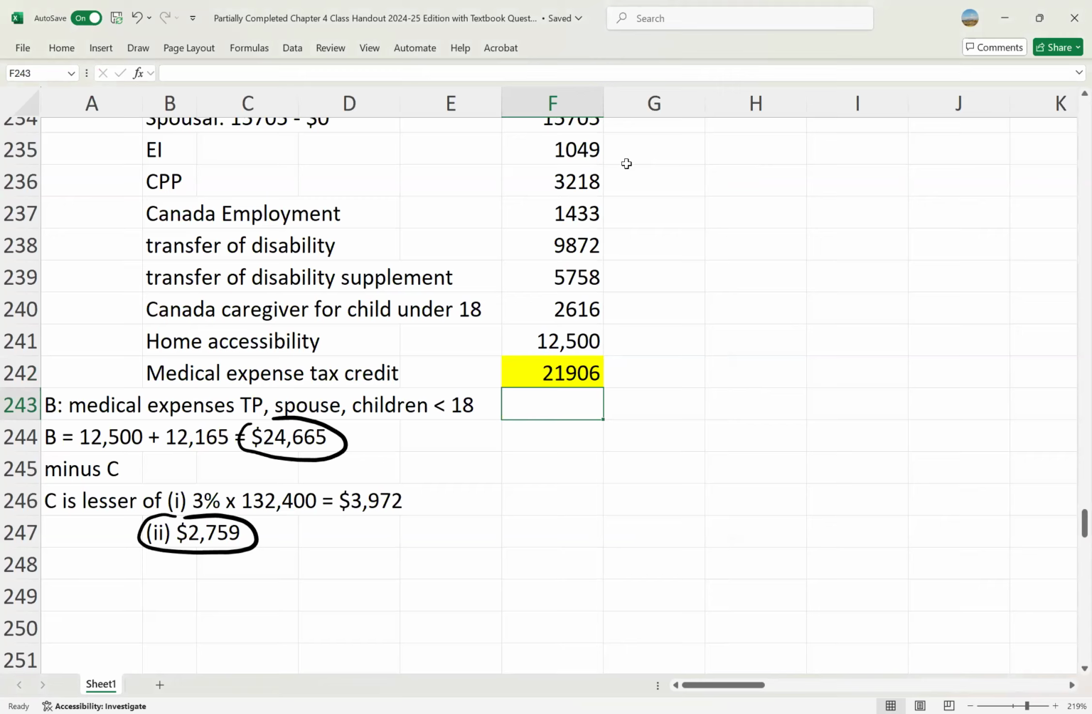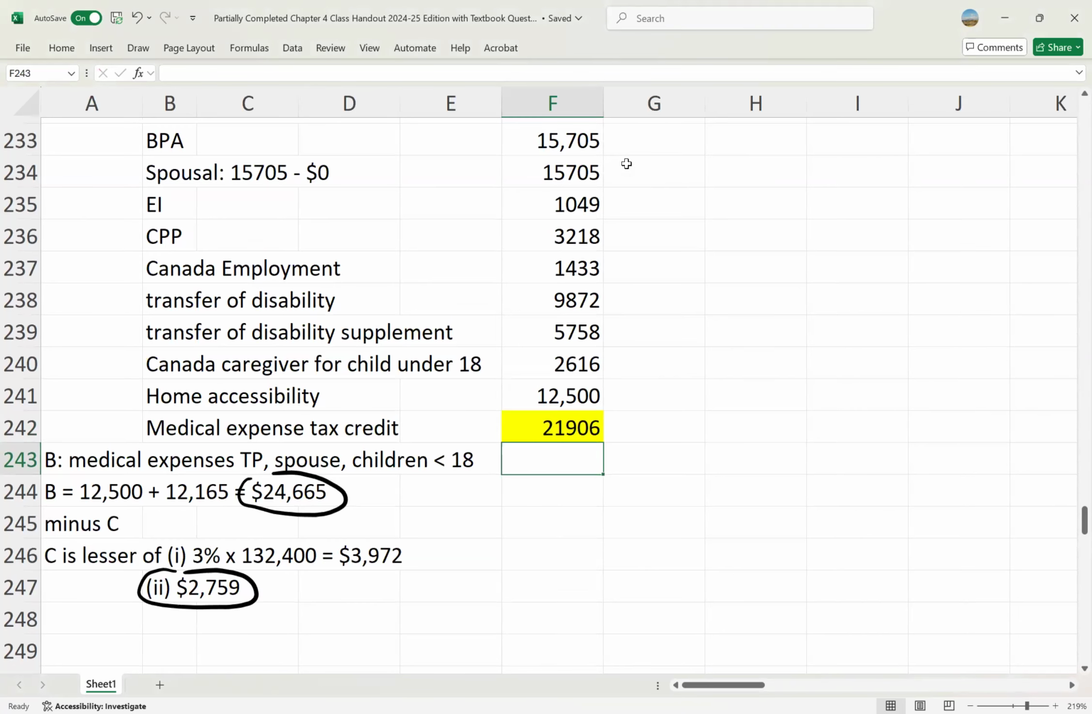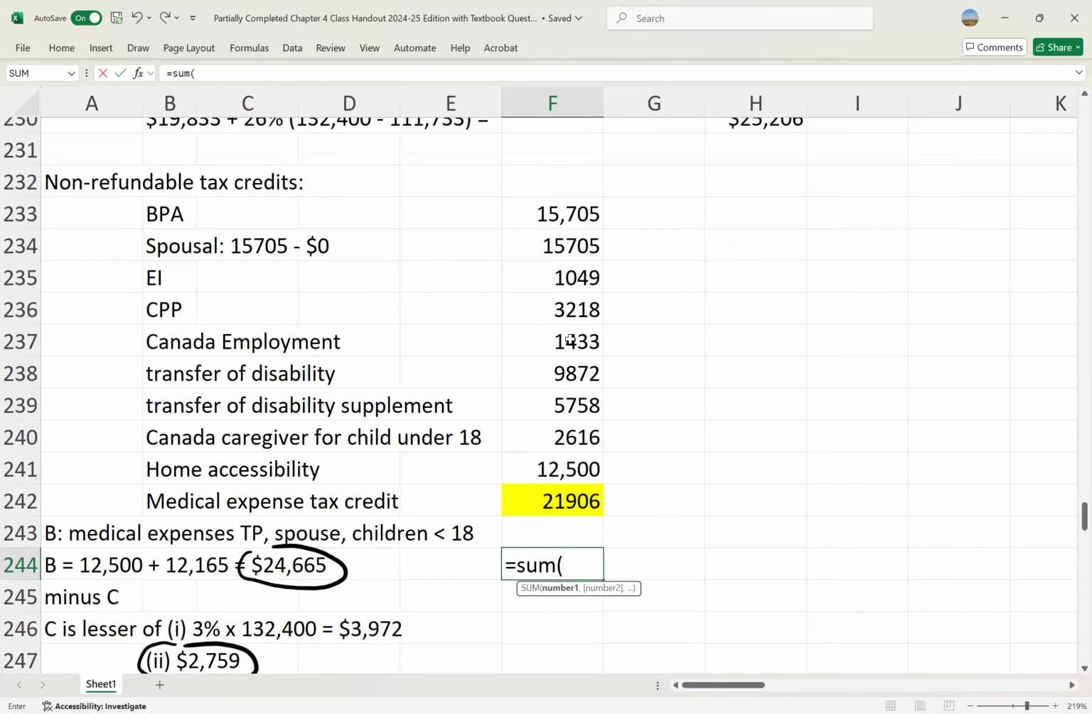Any questions about the medical expense tax credit? So once again, fairly straightforward. We're just doing the B minus C. The A is 15%. So we're just going to add up all the tax credits now. So let's add up all the tax credits. So do that over here.